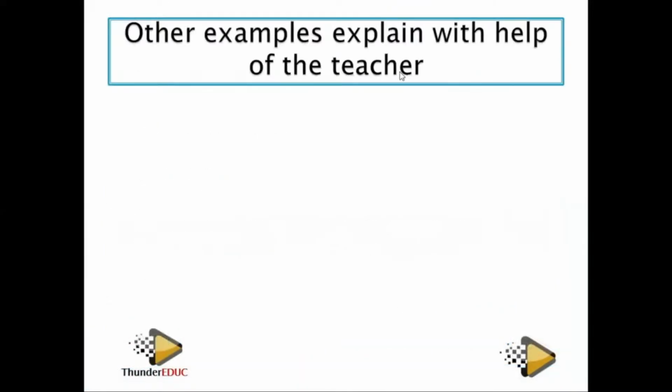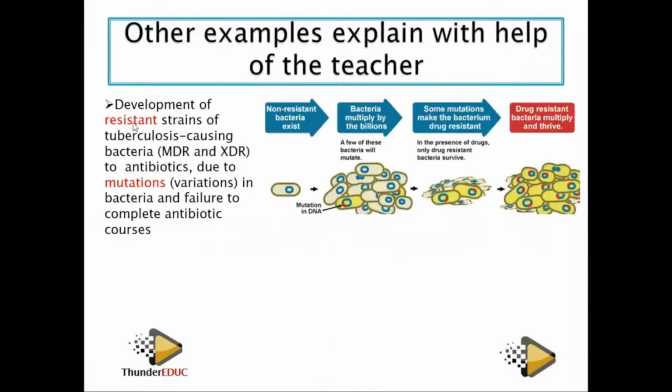Other examples which can help you, you can do with your teacher. Number one, this is resistance in bacteria. Development of a resistant strain of tuberculosis, that is the bacteria Mycobacterium tuberculosis, due to mutation. This bacteria will reproduce in large numbers, and as it is producing large numbers, it produces some resistant ones. When you apply the antibiotics, the ones which are not resistant will die out, and those which are resistant, the two of them, will survive and then reproduce in large numbers. They will pass their genes to the next generation.